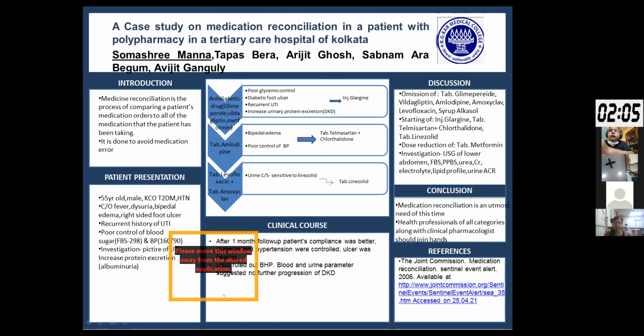Secondly, tablet telmisartan and chlorthalidone instead of tablet amlodipine. Telmisartan is an angiotensin receptor blocker, but it also has partial agonistic action on the PPAR gamma receptor.